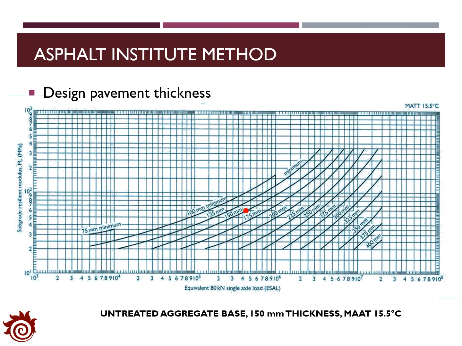Similarly, for the deep strength pavement, we have to consider the thickness of the granular base as 150 millimeters and MAAT at 15.5 degrees. With this chart, we can identify the thickness of the asphalt layers based on the MR value of 60 megapascal and the value of ESAL as 430,000. So we can get the thickness as 150 millimeters.